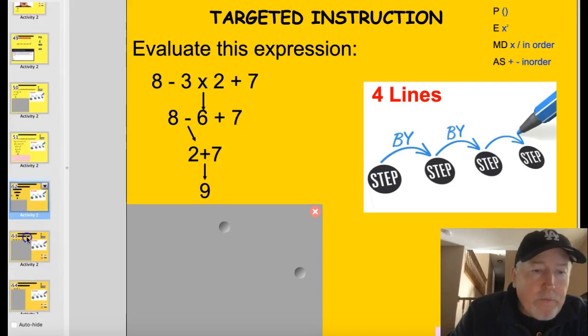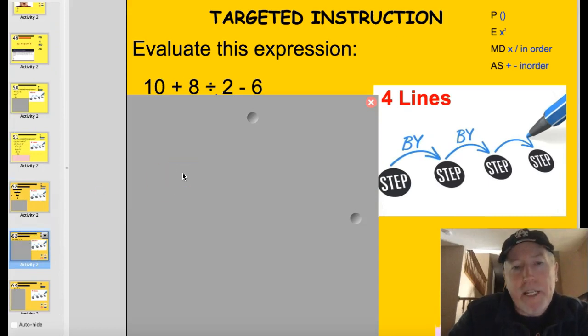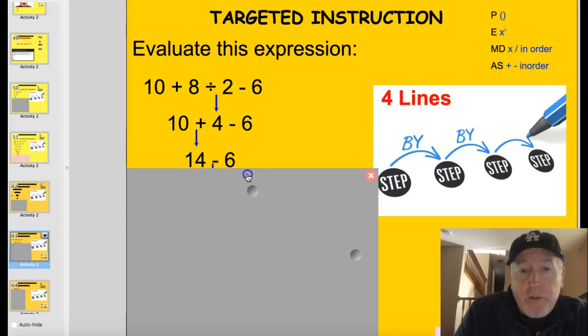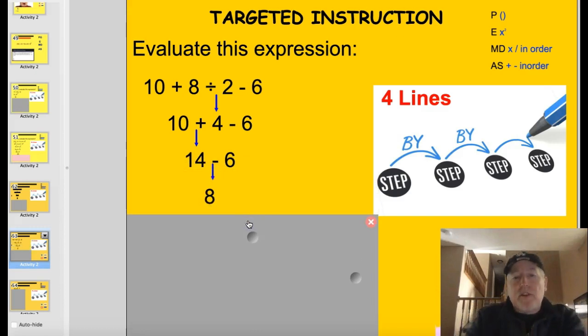How about this one? Your second pause problem. Go ahead and pause and try it. Okay. We've got 10 plus 8 divided by 2. We have to do that 8 divided by 2 first to get 4. Now we've got addition and subtraction. We can do the addition. 10 plus 4 is 14. Subtract the 6. Another nice little 4-liner there with a solution of 8.